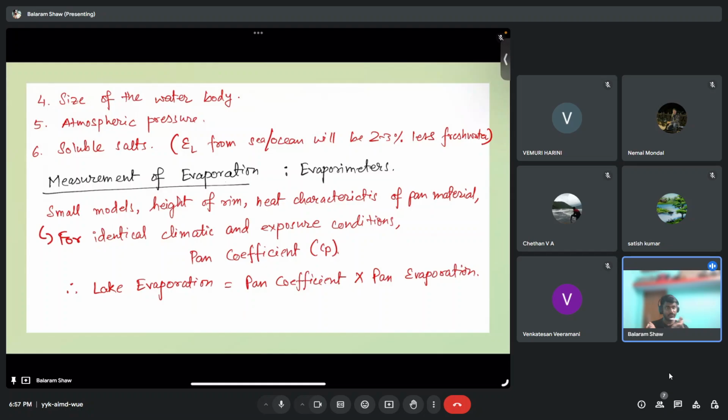Okay. The next question that we have is: the chemical that is found to be most suitable as a water evaporation inhibitor.